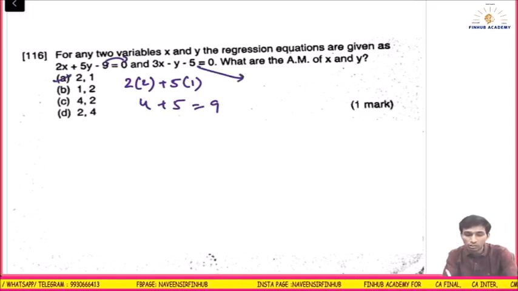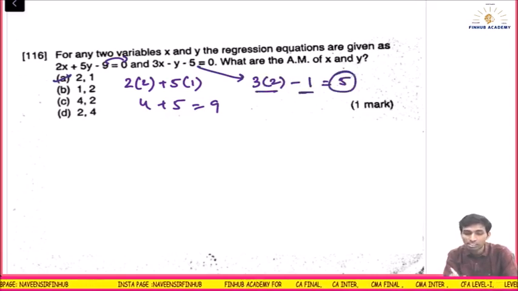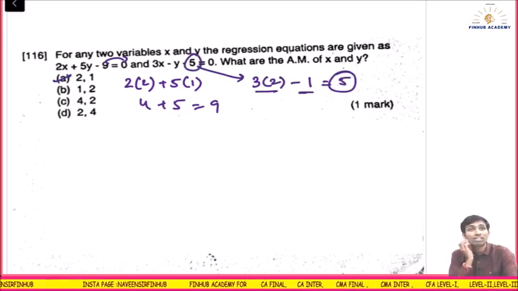Check with the second equation also. 3 into 2 minus y, which is 1, should equal 5. Check: 3 twos are 6, minus 1 is 5, because here it was 5. Understood? I am getting 5. So it is satisfied. This is the easiest way.